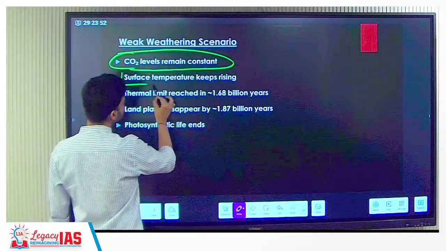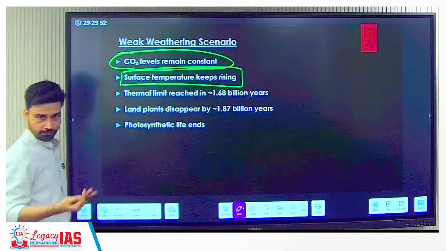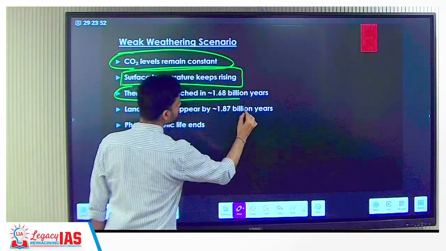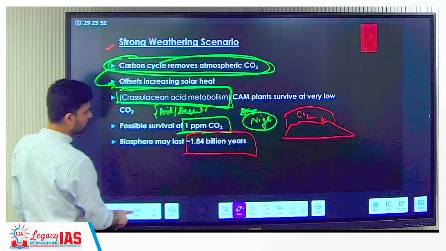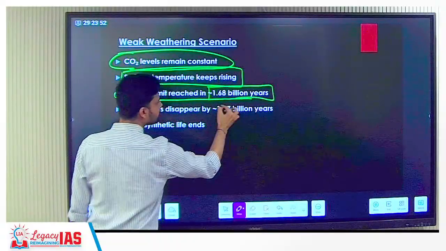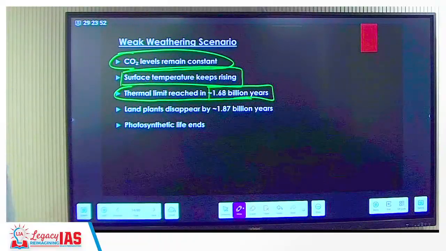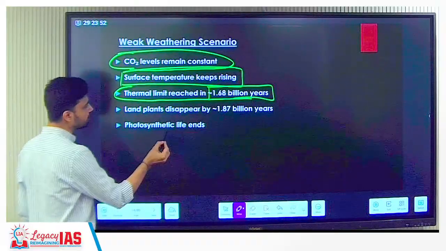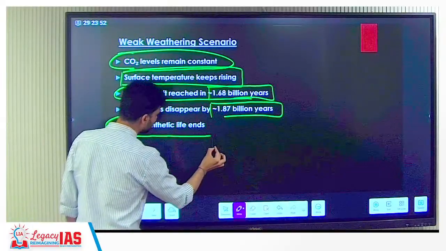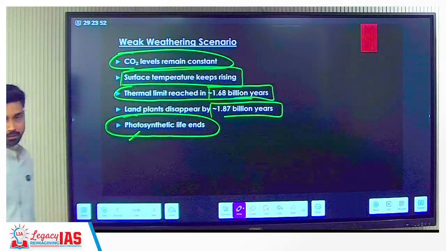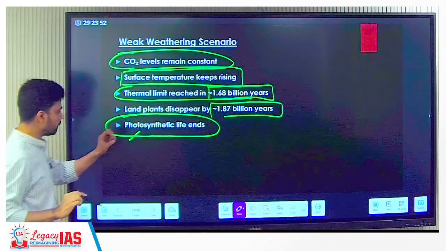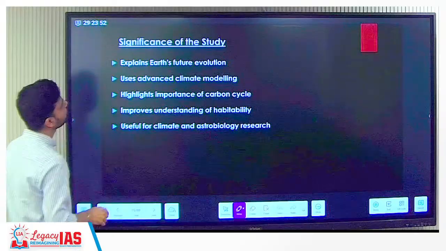In that case, we would expect the surface temperature to rise at a faster rate, okay, because CO2 is not being absorbed. That means instead of the 1.84 billion years we saw in the last case, within 1.68 billion years, what will happen? You will have the thermal limit reached. Land plants would start to disappear by 1.87 billion years, and that's when we can be sure that what would come to an end? Photosynthetic life. All photosynthetic life forms on the earth would come to extinction as such.